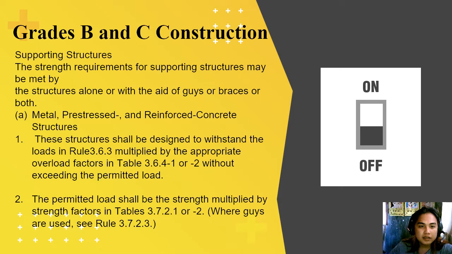Another one is the Grade B and C construction. We have supporting structures. The strength requirements for supporting structures may be met by the structure alone or with the aid of guys or braces or both. Here we have metal, prestressed, and reinforced concrete structures. Number one, this structure shall be designed to withstand the loads in rule 3.6.3 multiplied by the appropriate overload factors in Table 3.6.4-1 or -2 without exceeding the permitted load. Number two, the permitted load shall be strength multiplied by strength factors in Tables 3.7.2.1 or -2 where guys are used.